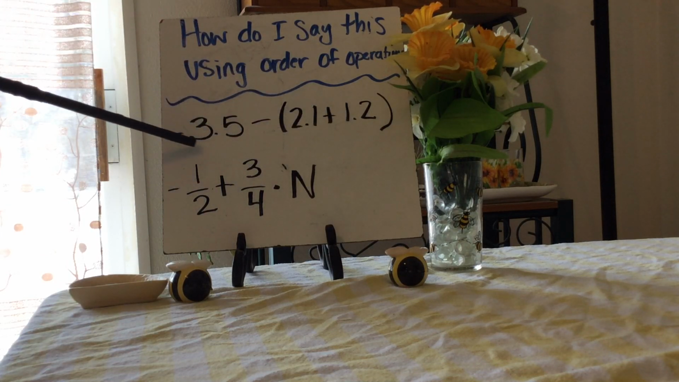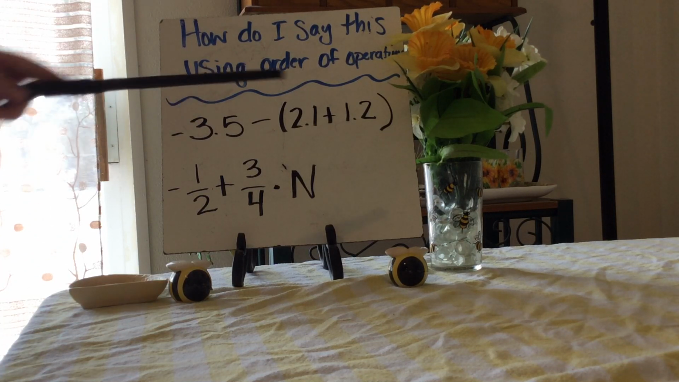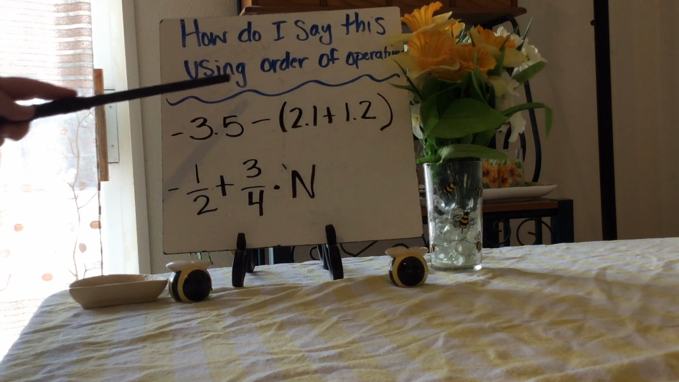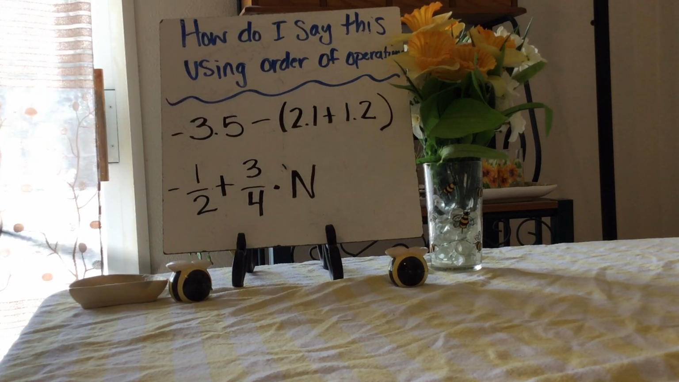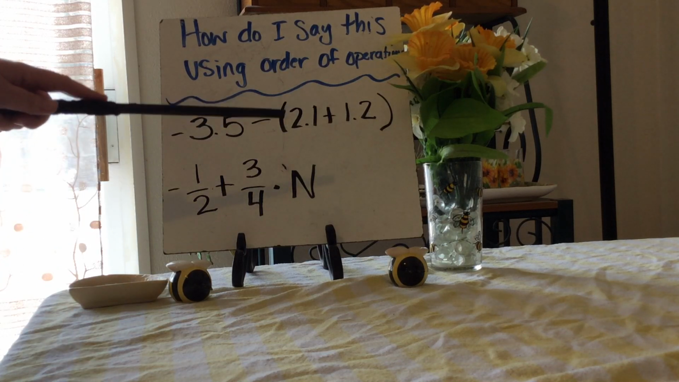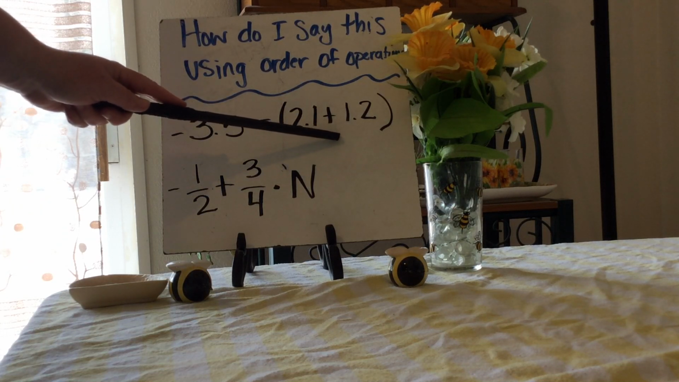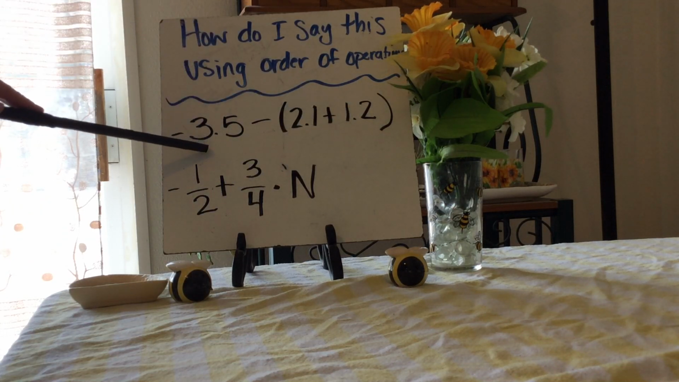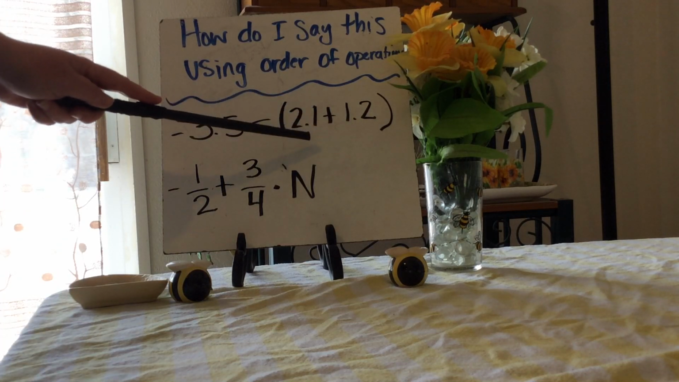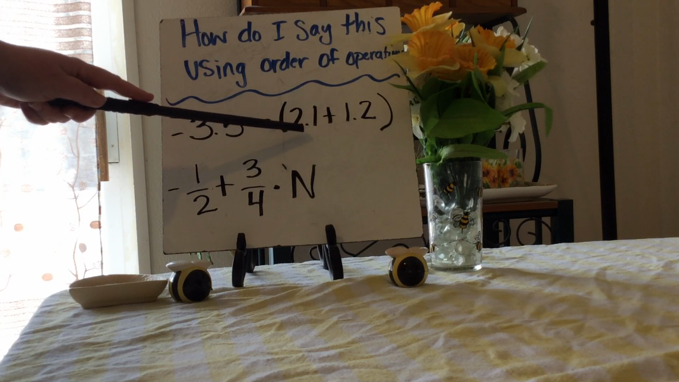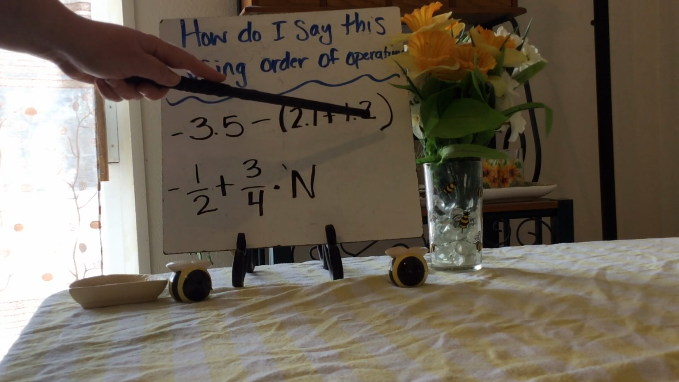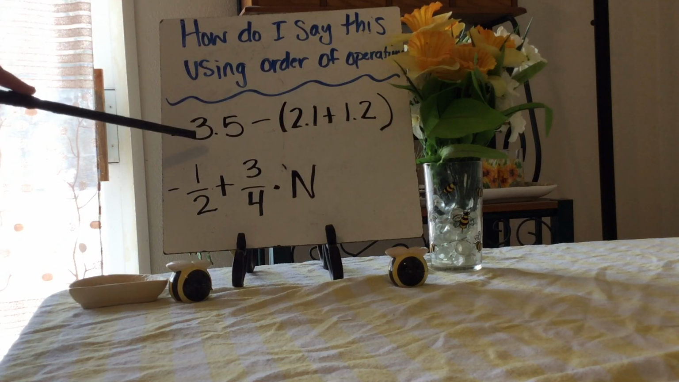So how would I say this? Well, think about it for a minute. The first thing I'm going to do is add these. But after I add these, I'm actually going to subtract this number from it. So how I would say this would be subtract the sum of 2.1 plus 1.2 from 3.5, because that's how I'm going to solve it. So let me say that again. I would say subtract the sum of 2.1 plus 1.2 from 3.5.